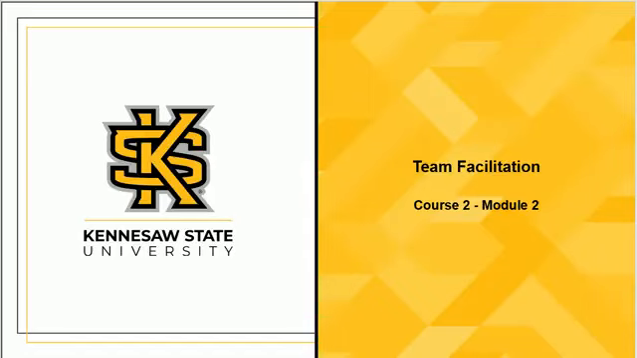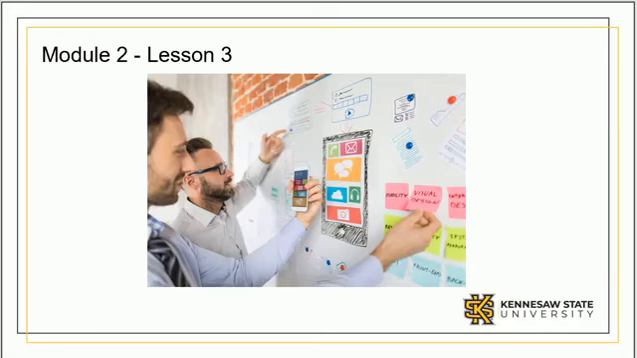Welcome to Six Sigma Black Belt, Course 2, Module 2, Team Facilitation. Module 2, Lesson 3, Ensuring Effective Team Meetings.